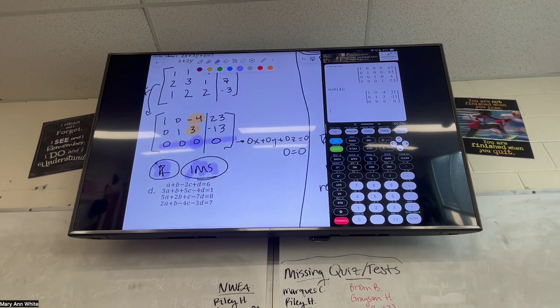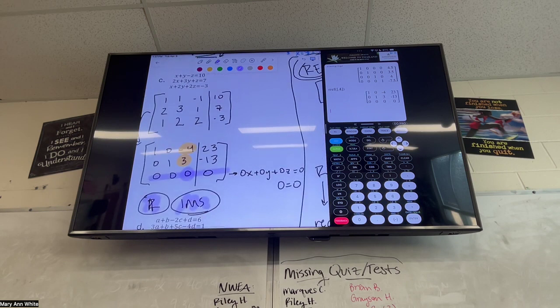All right, so there's another one like this. Go ahead and try that last one. See if it's like letter C or if it's like A and B, ones that we can actually solve out.